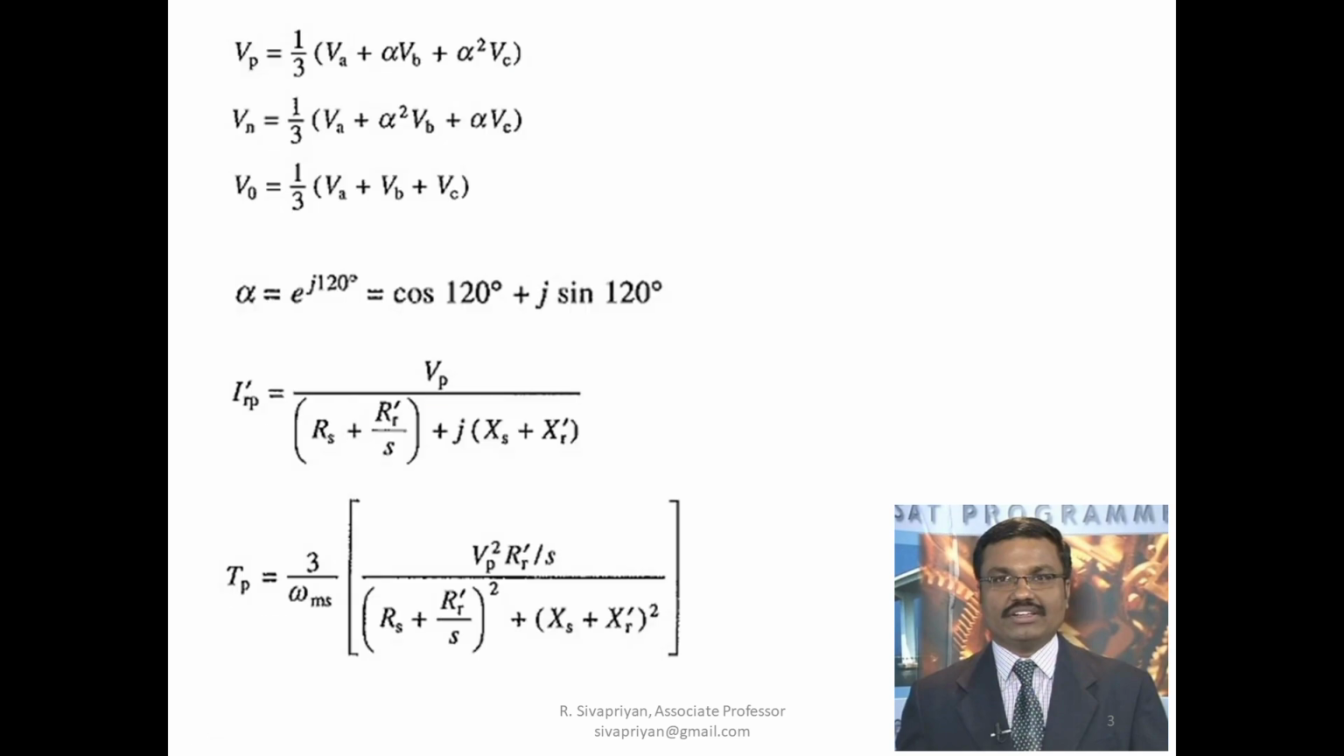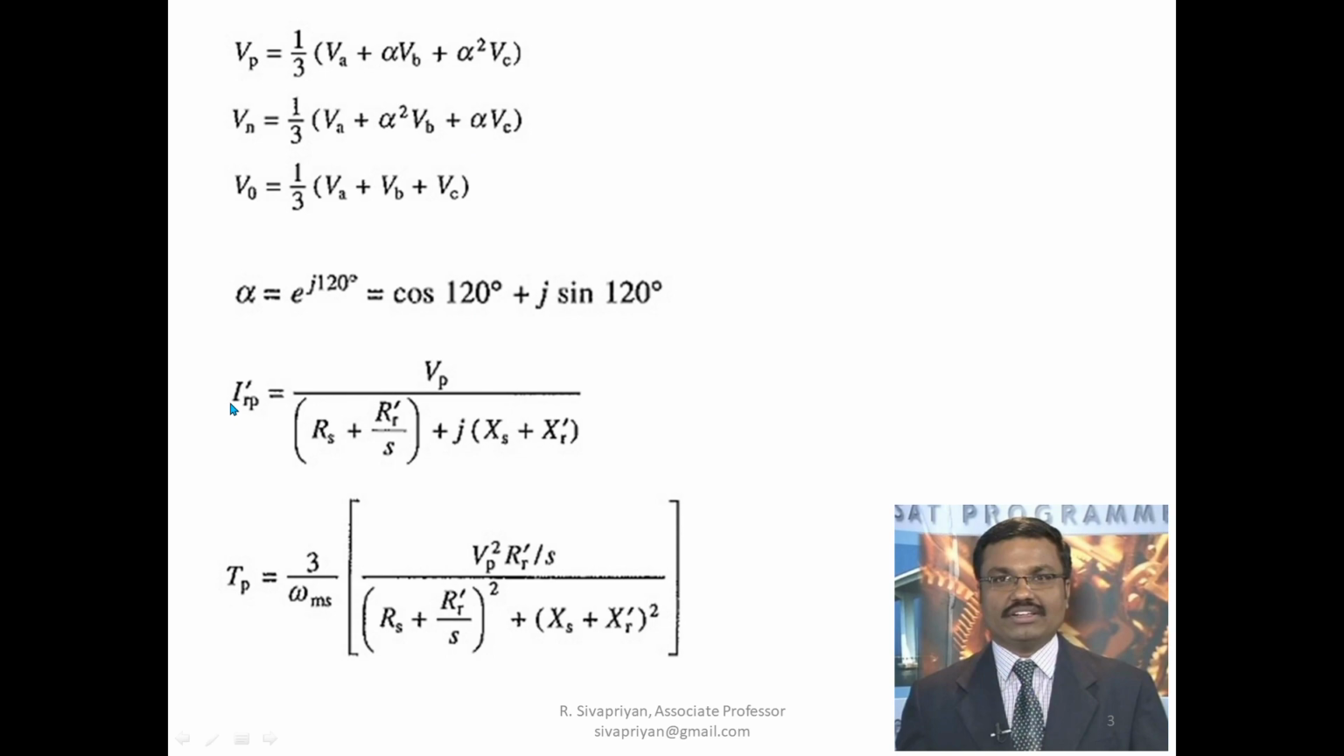So the unbalanced voltage can be resolved into positive sequence, negative sequence and zero sequence. That you would already have studied in power system, in the 6th semester. The positive sequence is 1 by 3 (VA + alpha VB + alpha square VC). Then negative sequence is 1 by 3 (VA + alpha square VB + alpha VC). Then zero sequence is 1 by 3 (VA + VB + VC). What is alpha? Alpha is nothing but cos 120 plus j sin 120. This is the value of alpha. Similarly, you can calculate the alpha square value.